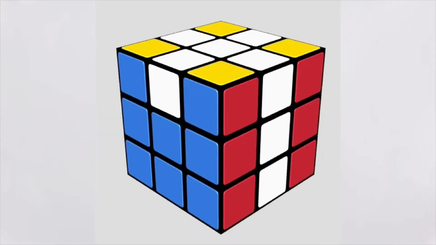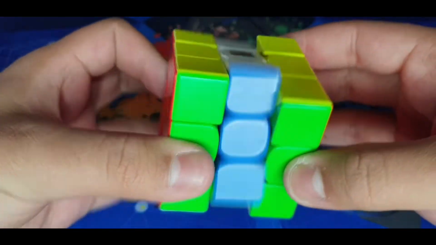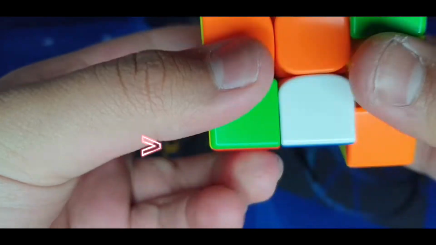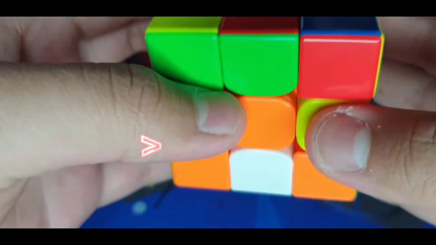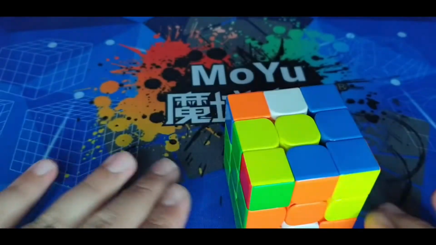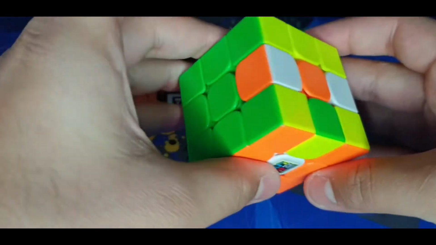The next method is Roux. This method was created by Gilles Roux. The method uses block building and M moves. M moves is moving the center layer of the cube. The method starts with building a 1x2x3 block on the left and the right. Then next is CMLL, corners of last layer. This is where the top layer corners are orientated and permutated.